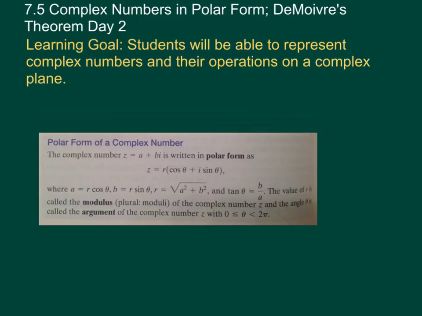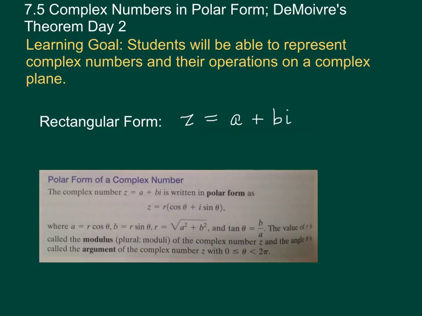So let's first go over what a rectangular form would look like. Okay, so rectangular form is known as Z equals A plus BI. And then the absolute value is R. So to go to polar form is Z equals R times cosine theta plus I sine of theta.